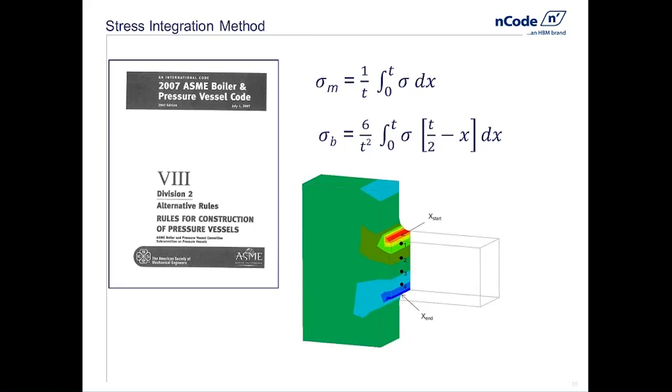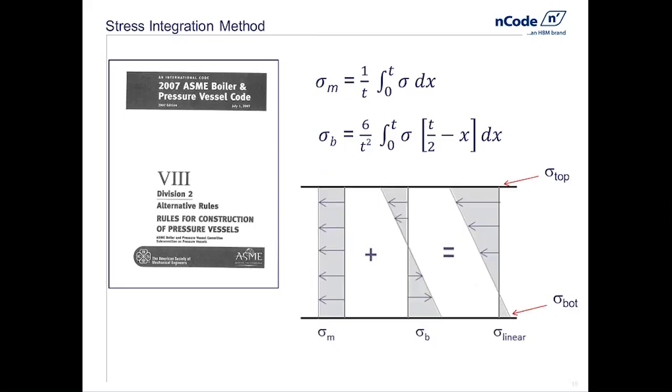When we're done, we now have a uniform membrane stress profile across the whole section, as well as a linearized bending stress profile. Again, at this point, these stresses are still stress tensors. So I have a sigma x, a sigma y, tau xy, and we're able to then go in and, just by summing the two, we now have a stress state for the top of the solid model as well as the bottom.